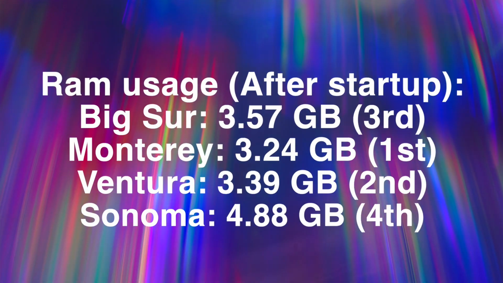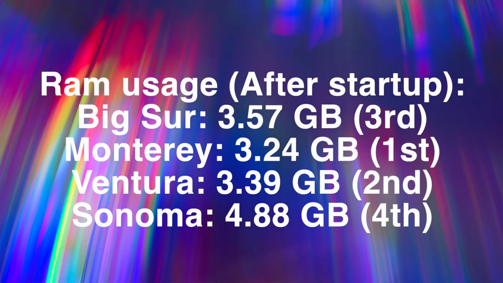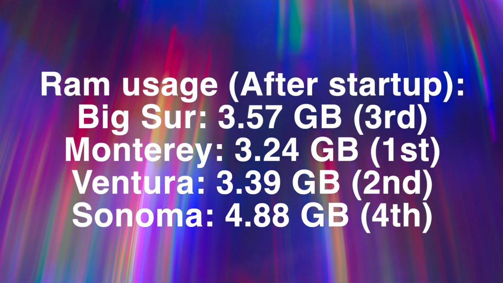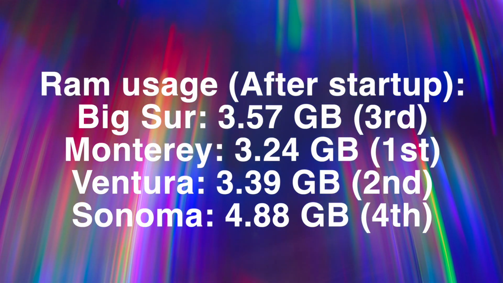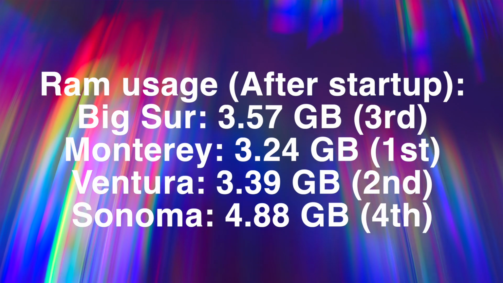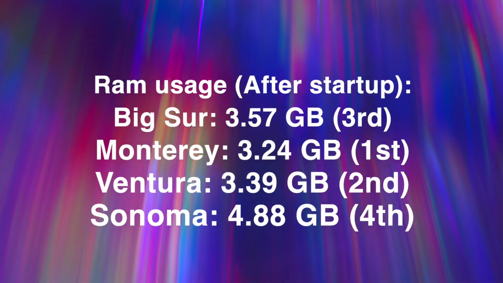Next up, we have RAM usage. Big Sur is 3.57GB at third place, Monterey is 3.24GB at first place, Ventura is 3.39GB on second place, and Sonoma is a whopping 4.88GB on fourth place. Apple just increased the RAM to 16GB already.